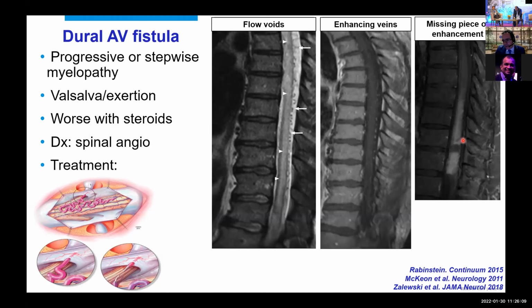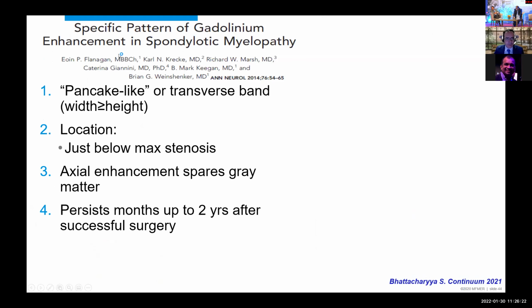And one of my colleagues at Mayo Clinic mentioned that sometimes you'll see this missing piece of enhancement within a long segment of enhancement. So that's suggestive of the dural AV fistula. Another pattern that was recognized by Dr. Brian Weinshenker here at the Mayo Clinic is the pancake sign.